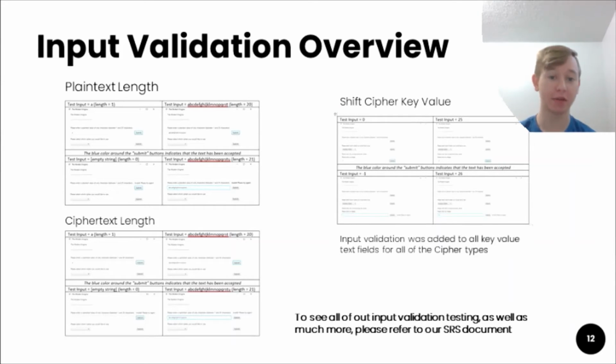So here we have screenshots from our black box testing with plain text length, ciphertext length, and of the key values for a cipher. For the plain text and ciphertext length, we had valid input lengths which were between 1 and 20 characters. So we tested the values 1 and 20 to ensure that those and any values in between would be valid. We also tested values 0 and 21 to ensure that they would spit out an error since they're outside of the valid range that we specified. This key value input validation was conducted on all the key value inputs. And to see all of our results, please go back and refer to our project deliverable 4 document.